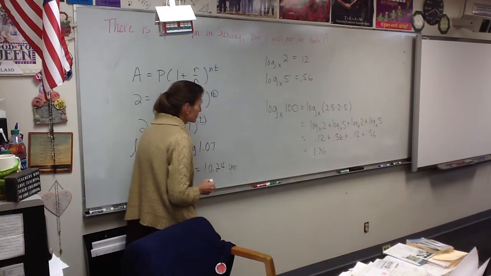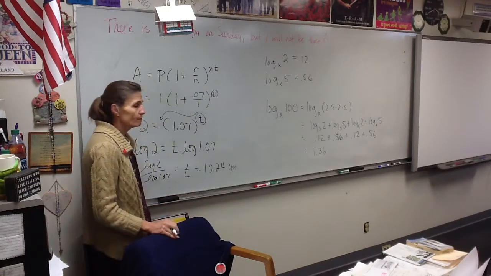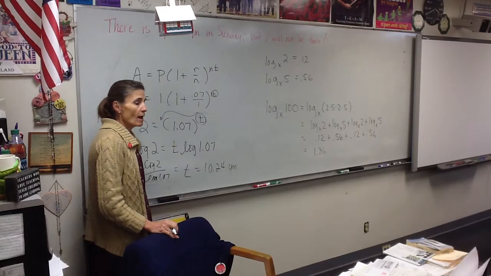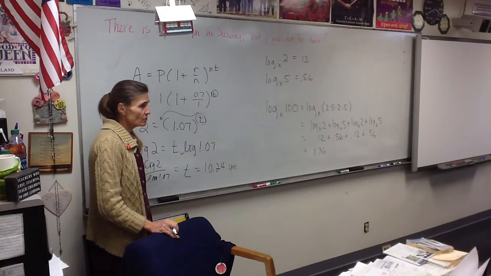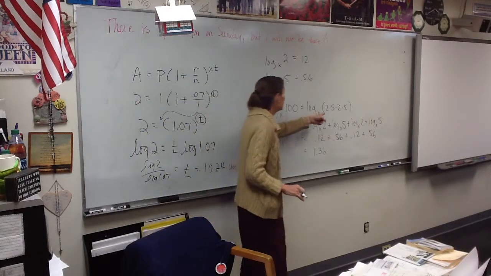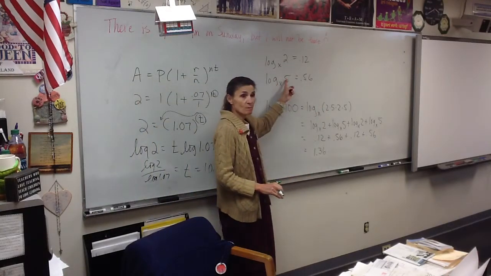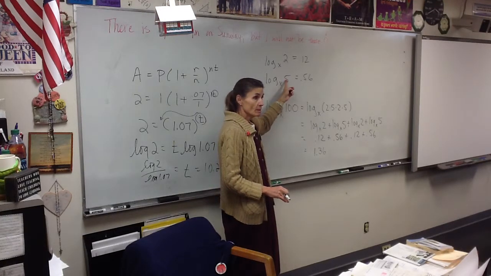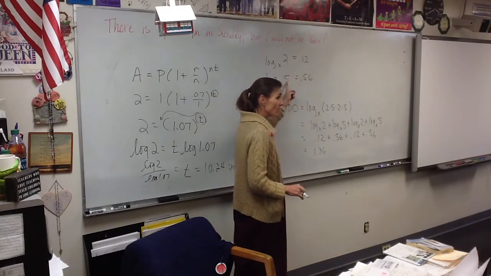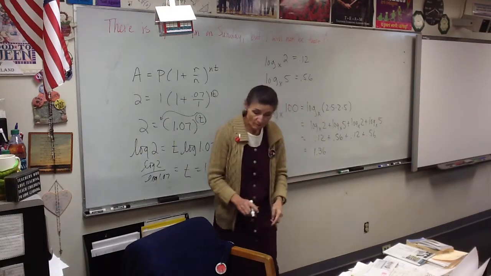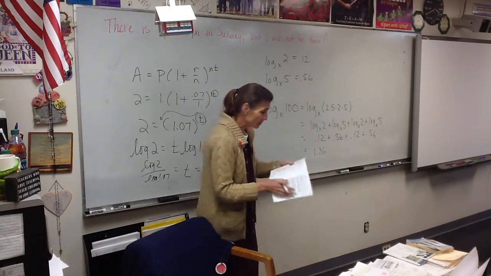Check that, see if that's right. I think that's right. So how did we get that answer? What did we have to do? Expand the logarithm. Well, we had to break it down into 2's and 5's because that's what we were given. These are the only 2 values we had to start with, so we broke down our 100 in terms of 2's and 5's. Okay, look at the second one.